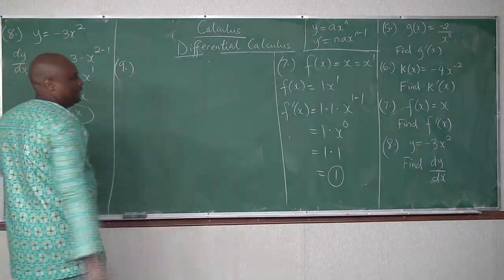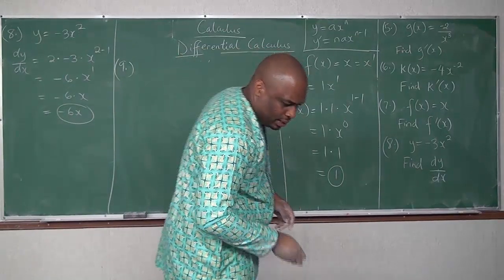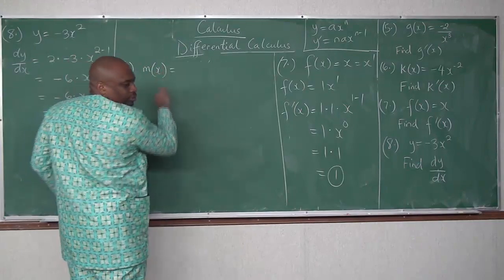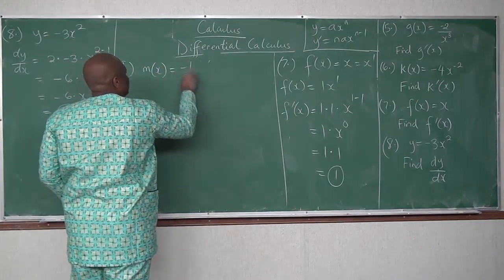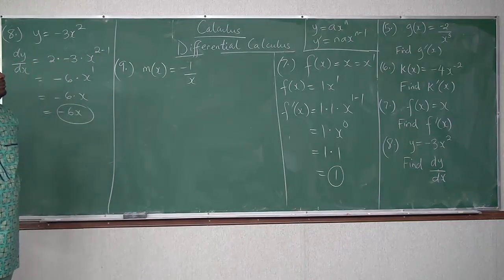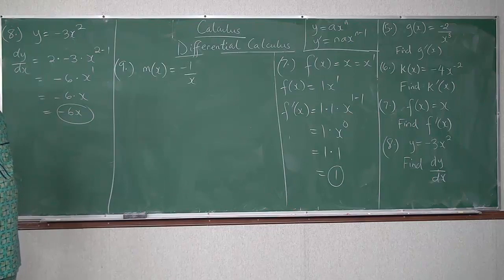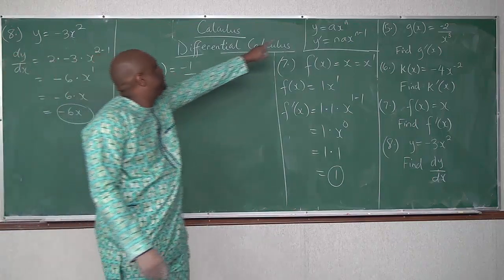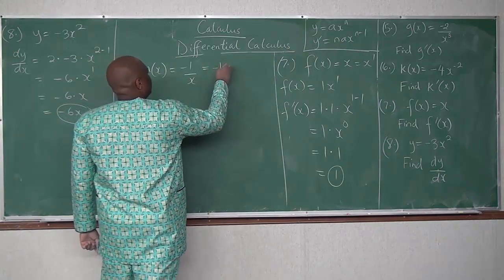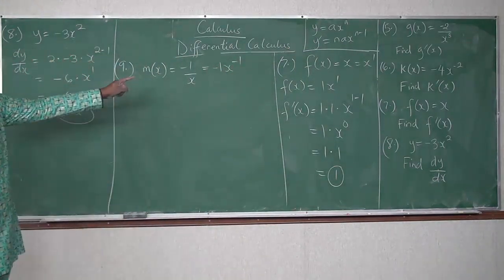Question 9, I wrote it down somewhere. m of x equal to negative 1 over x. Okay? Negative 1 over x. So they gave it to us in fraction. We have to put it in this form first. Okay? So this means negative 1 times x to the negative 1. You see that?